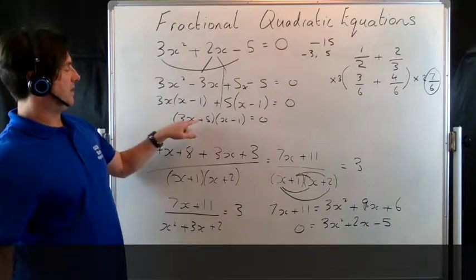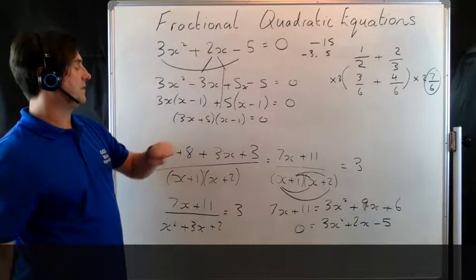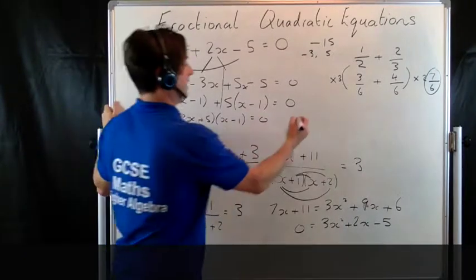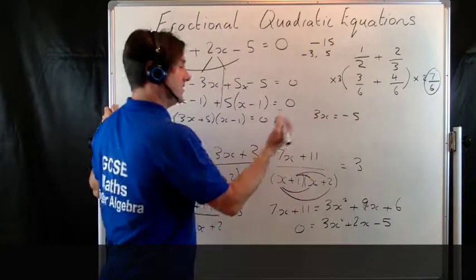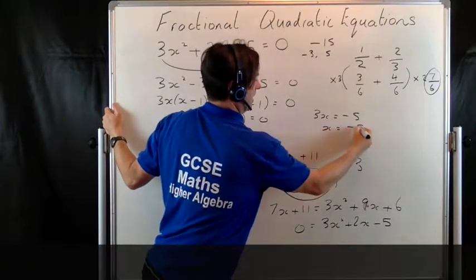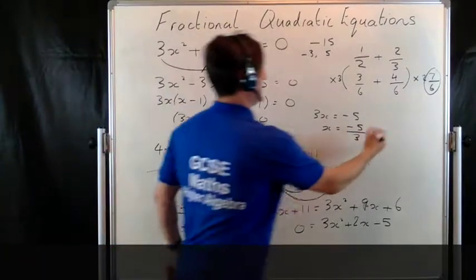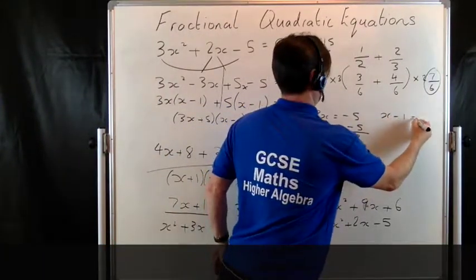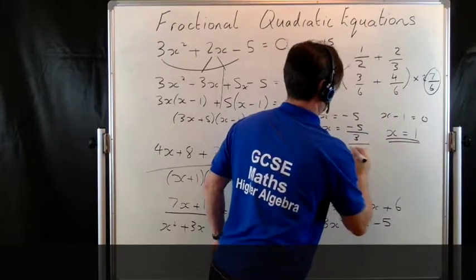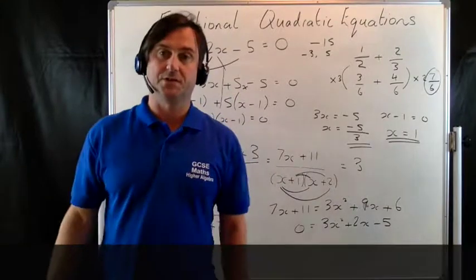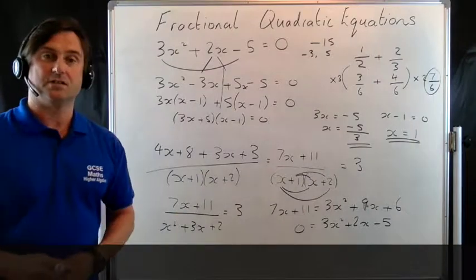Now it's just a case of finding out what these x values are. So 3x plus 5 equals 0. So I'm left with 3x equals minus 5, so x equals minus 5 over 3. And x minus 1 equals 0, so x is going to equal positive 1. My two answers are x equals minus 5 over 3 and x equals 1.